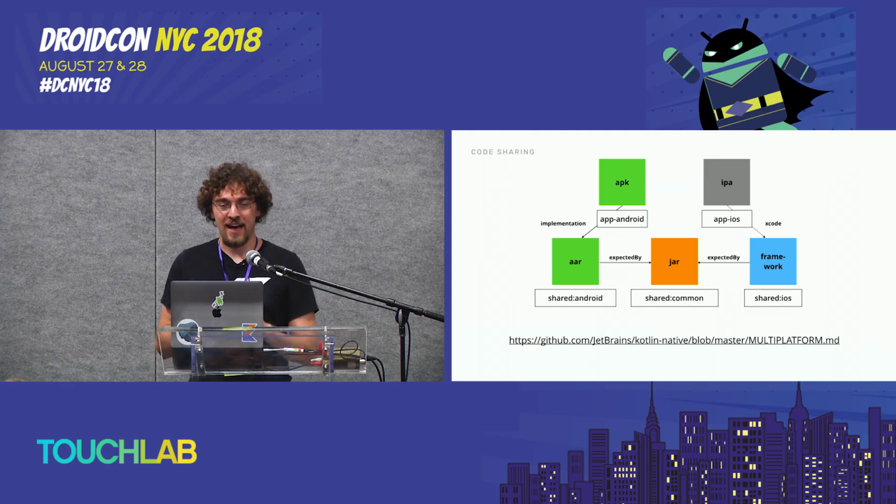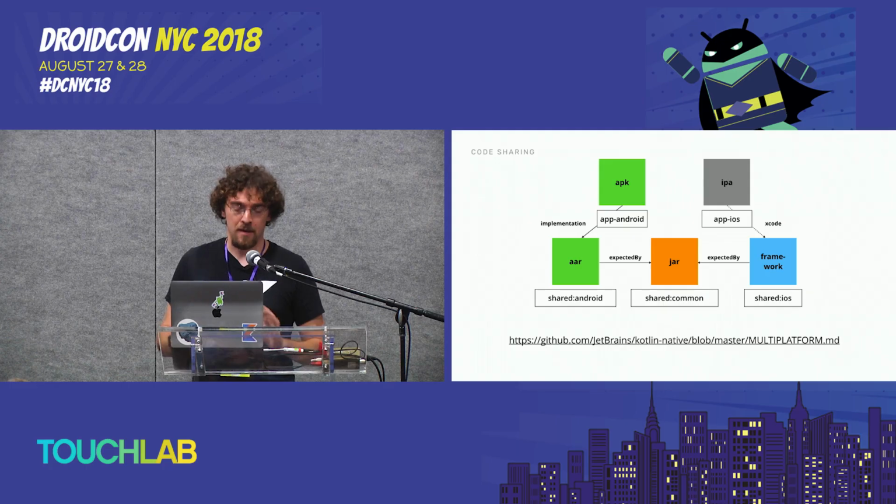To the left and right of that are where our actual declarations go. On Android, that ends up producing the same sort of AAR library artifact that you're used to from building an Android library. And on iOS, you can expose your Kotlin native code as a framework, which is the iOS and Xcode dependency format, which you can then expose to your Xcode project and your iOS app.